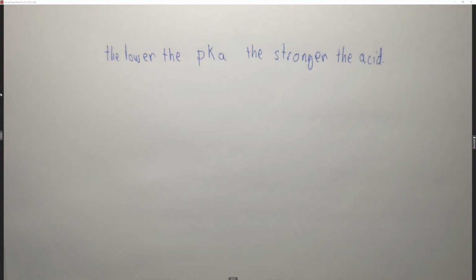There's no math on the exam where you actually have to calculate pKa's, but you do need to know that if it says, this one has a pKa of 2 and this one has a pKa of 10, you need to know that the one with the lower pKa is a stronger acid.